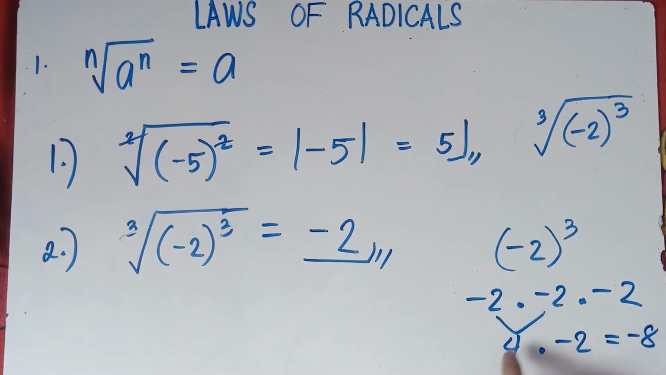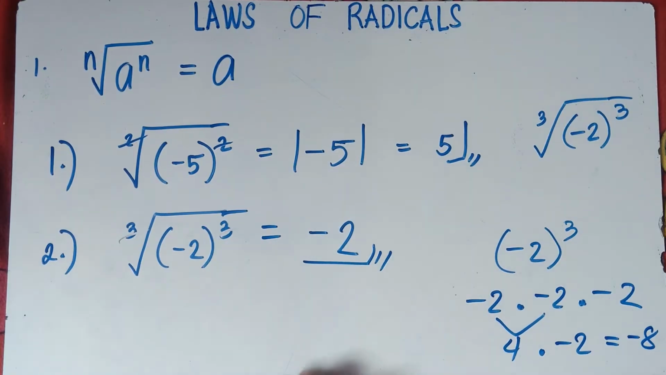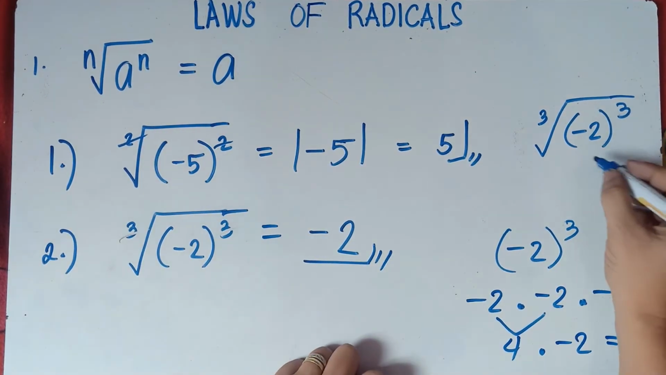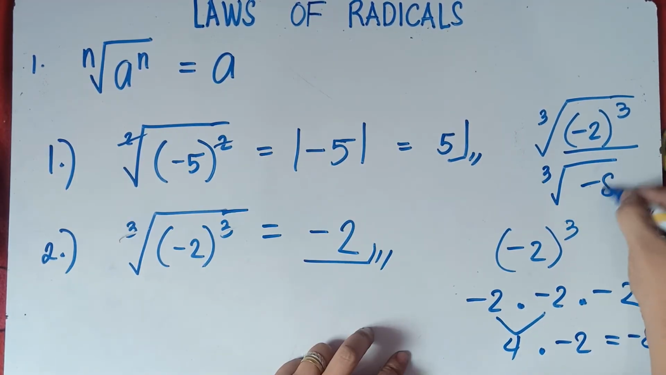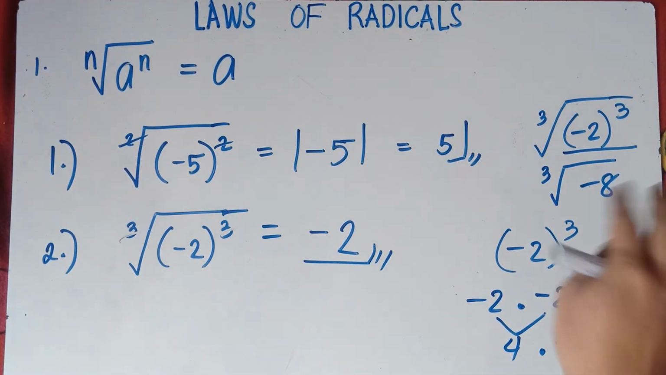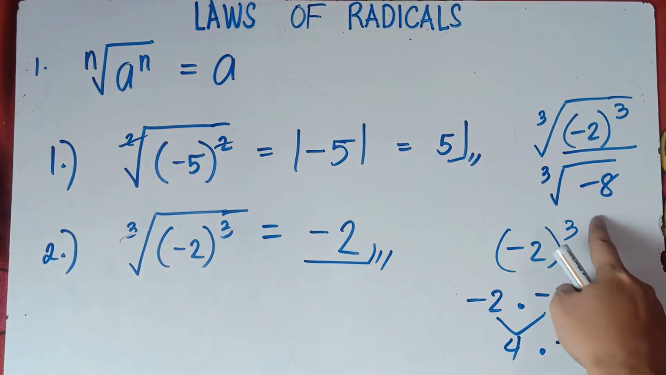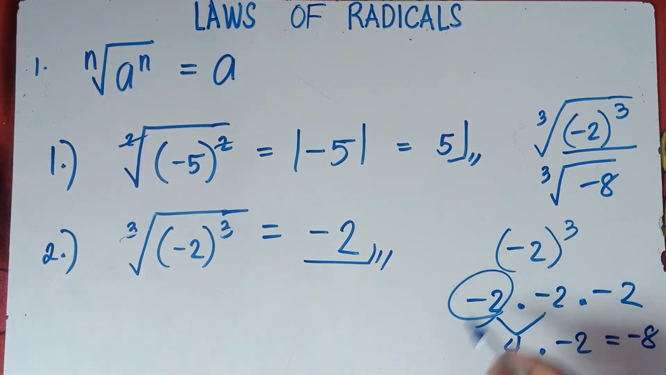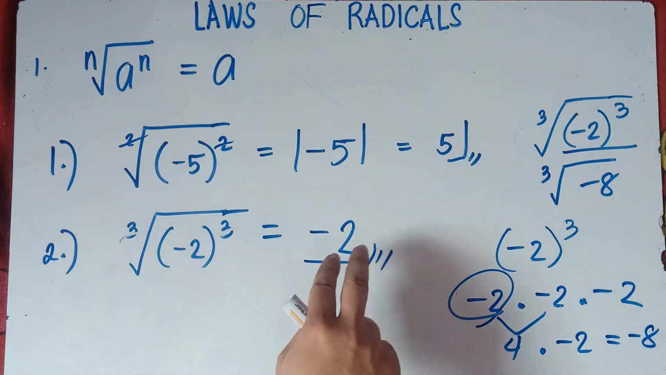So negative times negative is positive. Positive 4 times negative 2 is negative 8. So this is negative 8, right? So when you simplify this one, this is the cube root of negative 8. Now, the cube root of negative 8: you think of a number that when you multiply it 3 times by itself, the answer is negative 8. Therefore, that's negative 2. Because negative 2 times negative 2 is positive 4, times negative 2 is negative 8. That's why, class, our answer is negative 2.